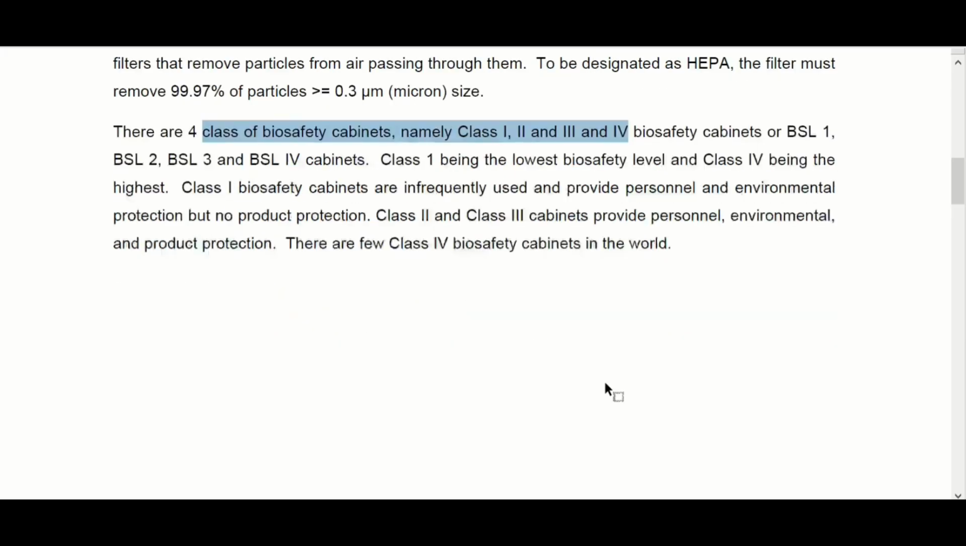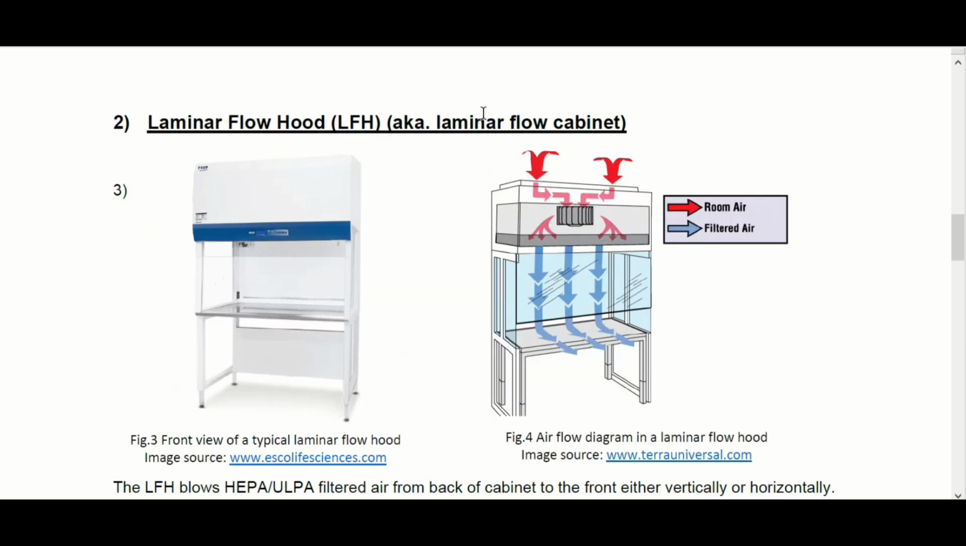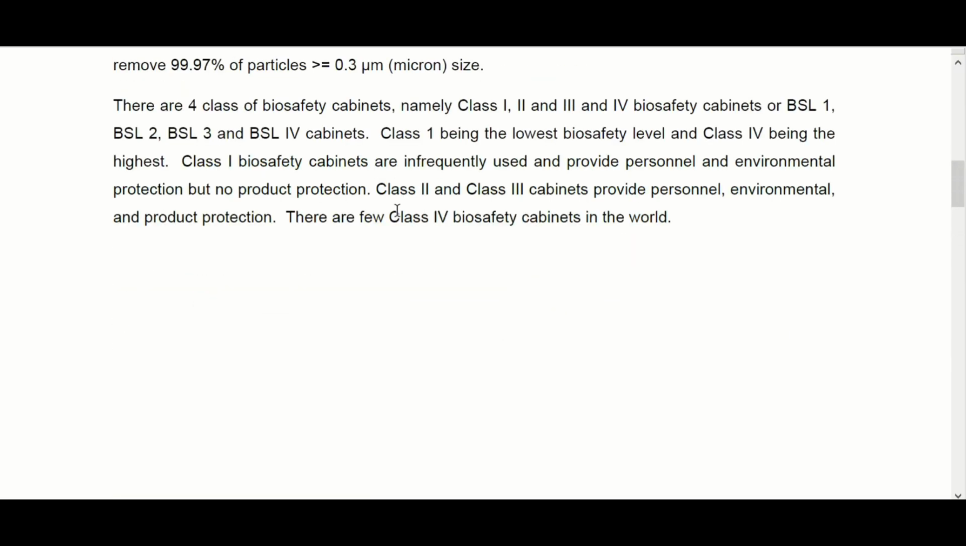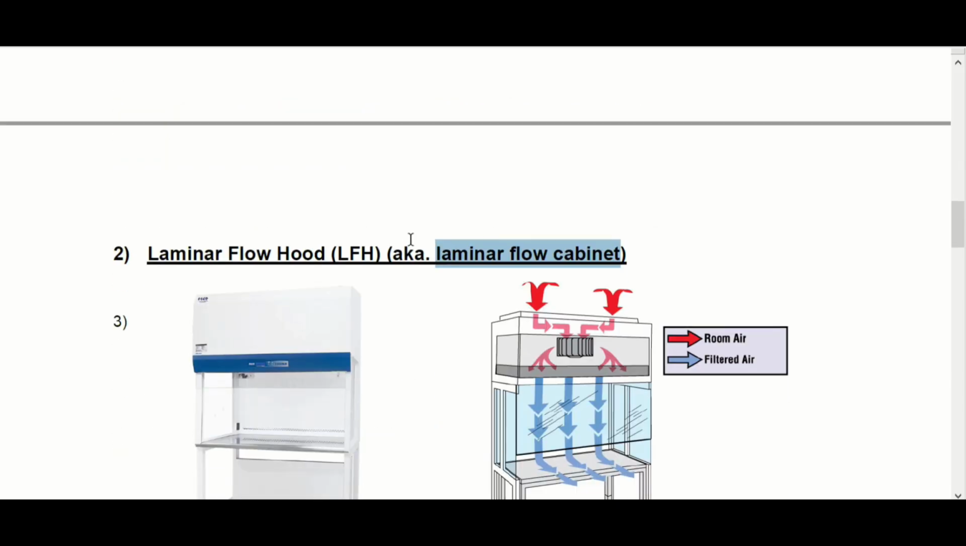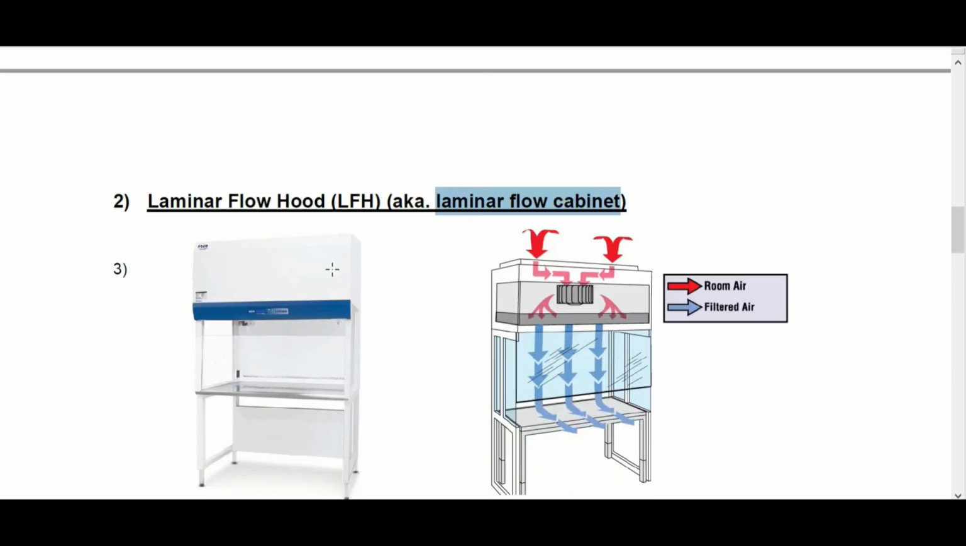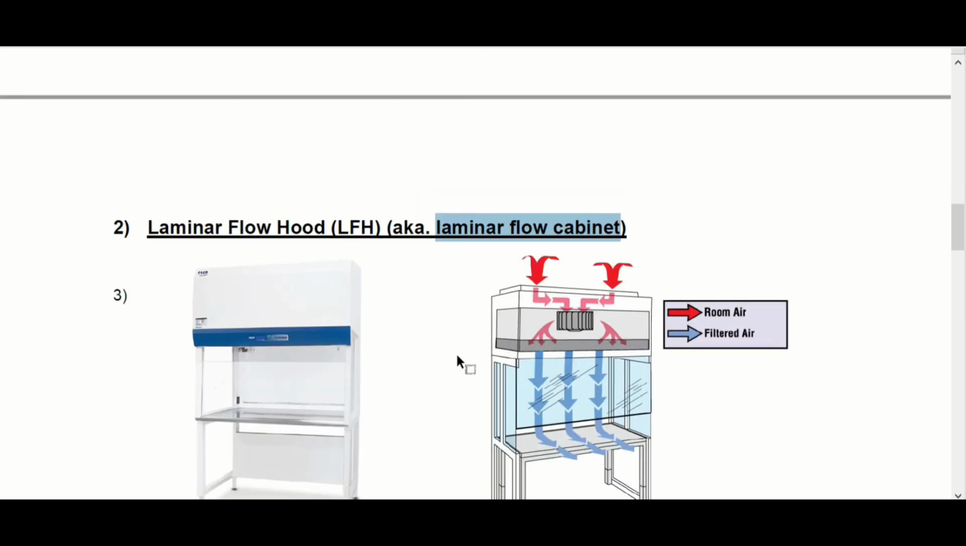Okay, next one, I will move on to the laminar flow cabinet. Laminar flow cabinet is typically used in biological experiments such as microbiology testing. So the application is similar to BSC in terms of the materials. It's biological samples. So we don't use laminar flow for chemical experiments. We also don't use BSC for chemical experiments. However, there is a big distinction between LFH and BSC. In fact, there are 2 big distinctions.